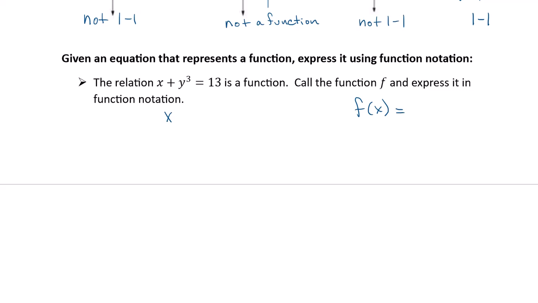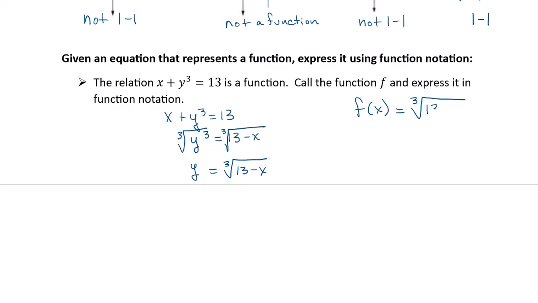So we start out with x plus y cubed equals 13. I'm going to subtract x from both sides so that I can isolate the term that I'm trying to solve for. This variable y cubed I can get by itself if I take the cube root, and I will have to do that to both sides. So y is the cube root of 13 minus x. We'll write it over here in our function notation. Cube root of 13 minus x is our f of x.